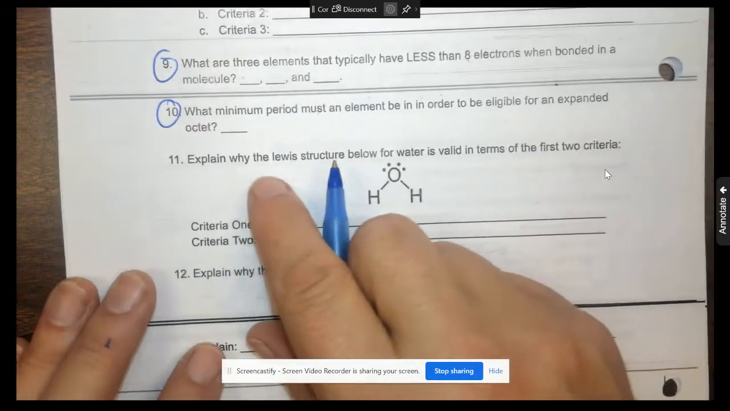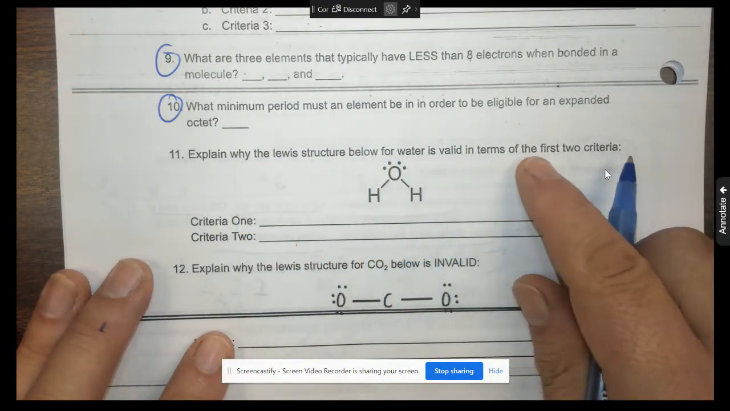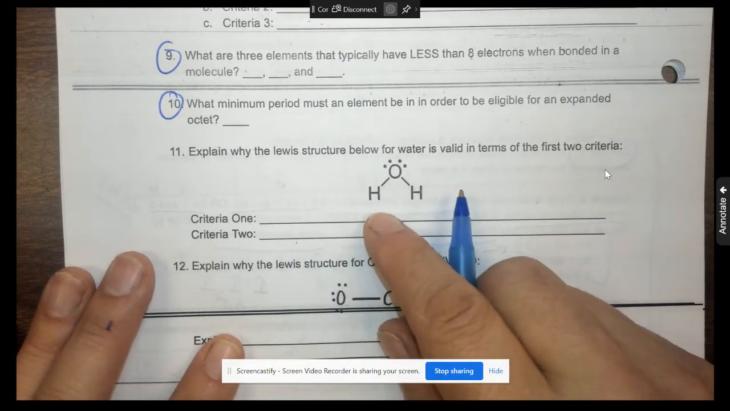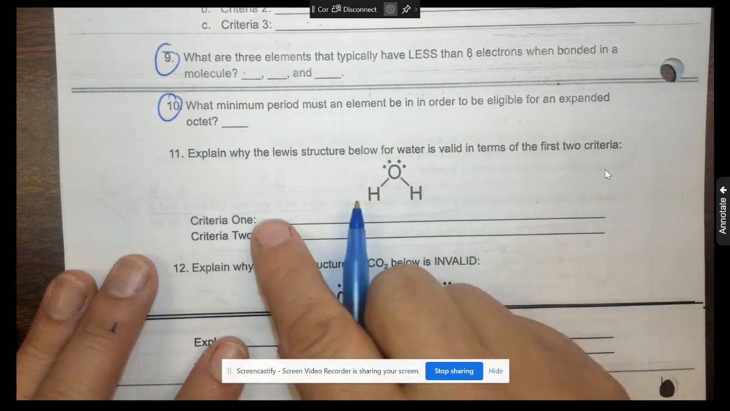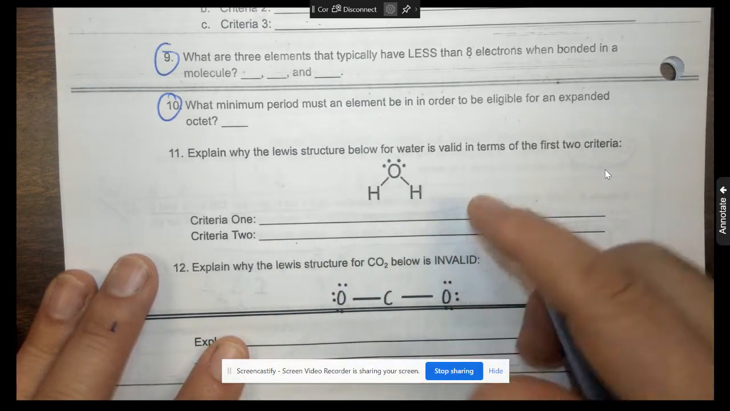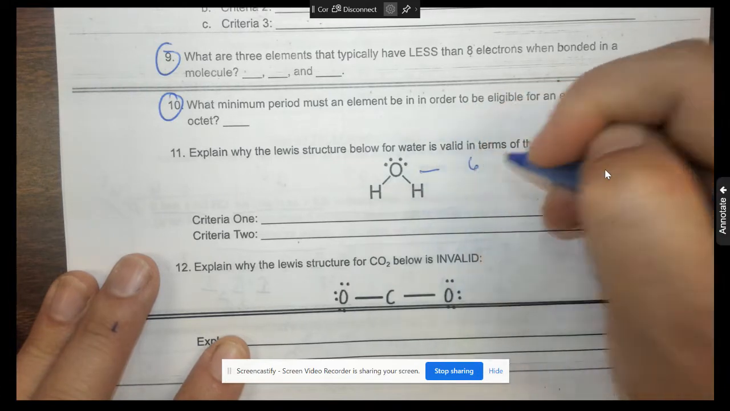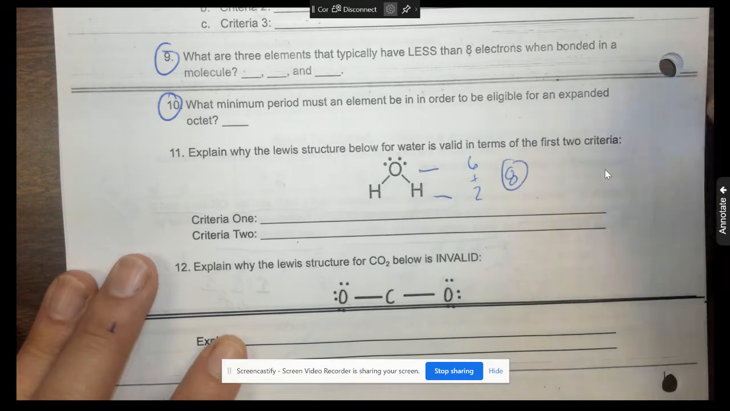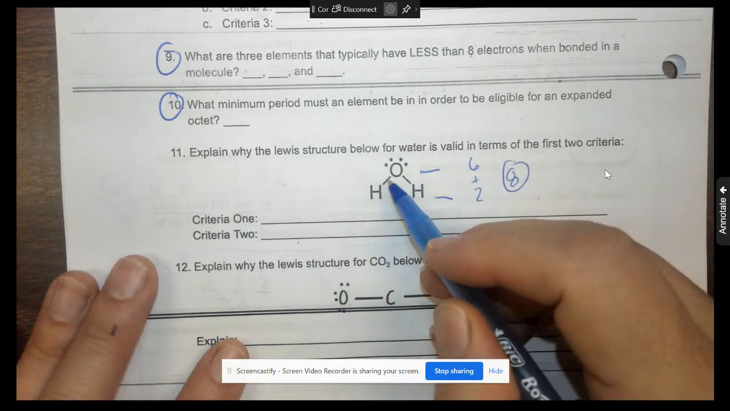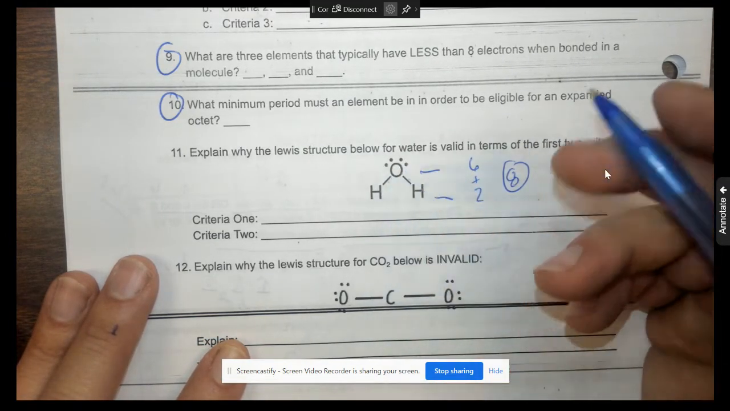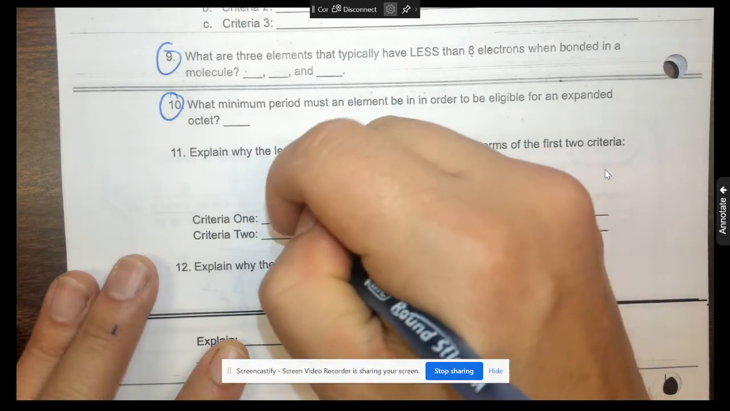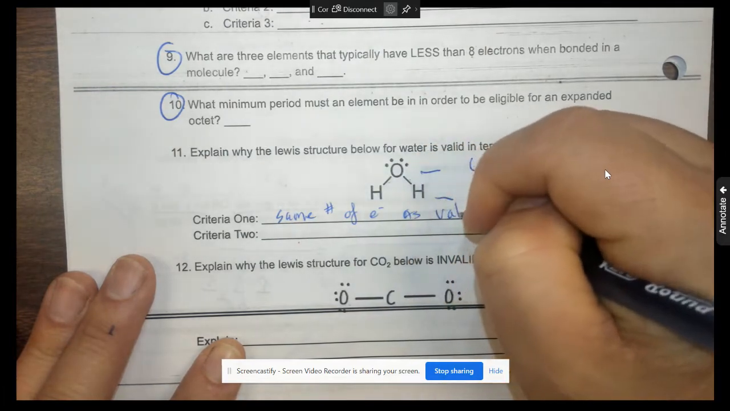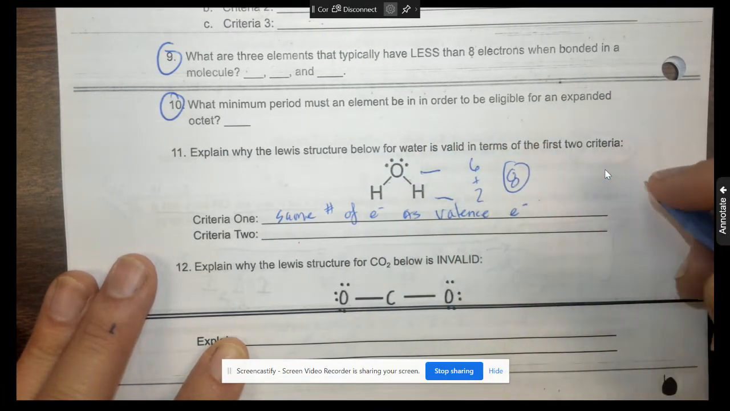Let's go to number 11. Explain why the Lewis structure below for water is valid in terms of the first 2 criteria. Well, criteria 1 is it's got to have the same number of electrons as there are valence. Oxygen gives us 6 valence. Each hydrogen gives us 1. 6 plus 2 is 8. So there ought to be 8 in the structure. 2, 4, 6, 8. There are. So I'm going to put same number of electrons as there are valence electrons.